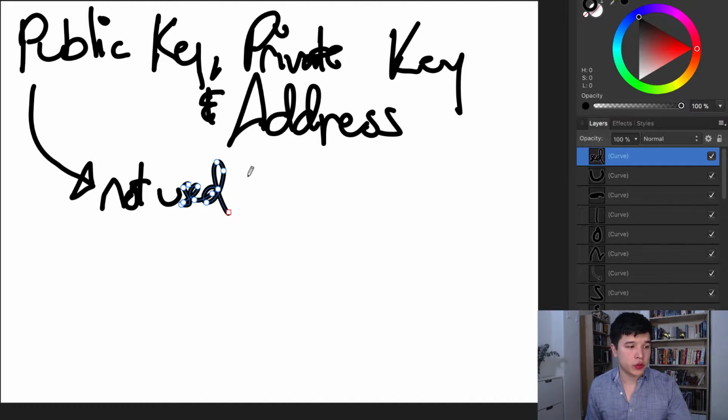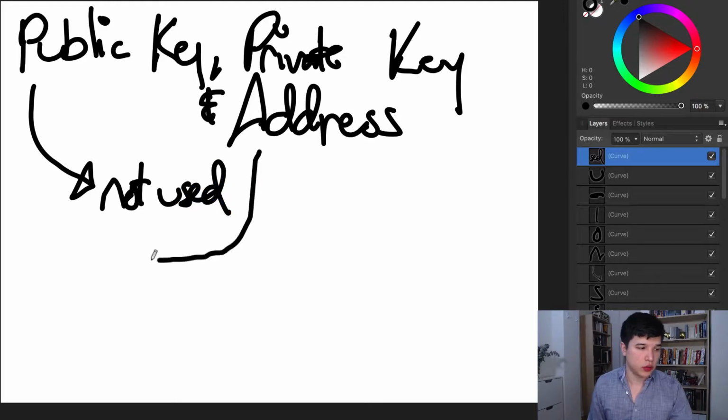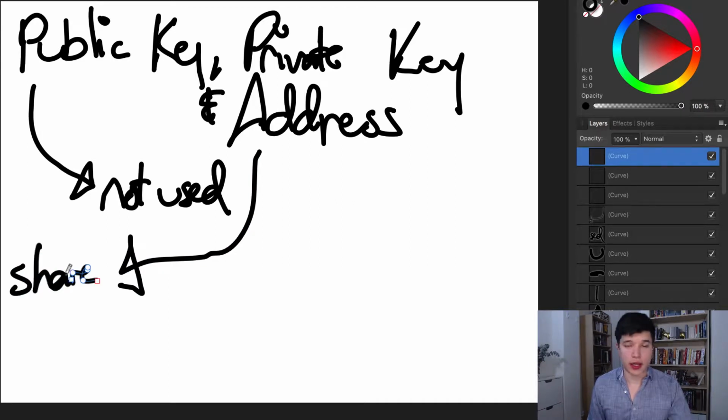What you use when you want to receive Bitcoin is your address. You share that with friends, you share that with businesses, you put it on your website. I've got my address sitting on my website for a whole bunch of different accounts. Think of it like an email address. That's how you can receive crypto.